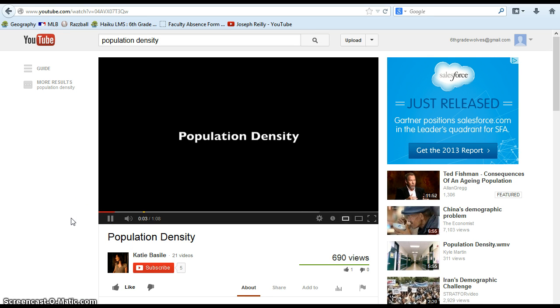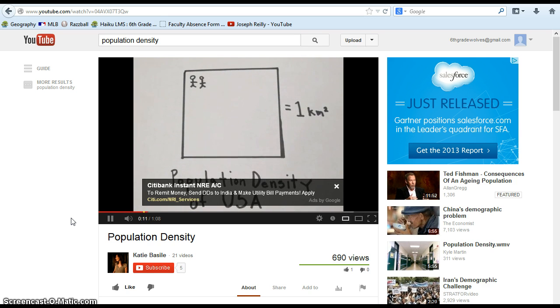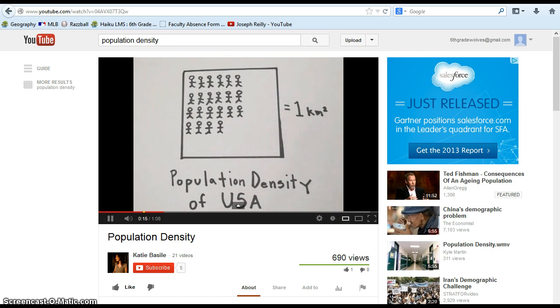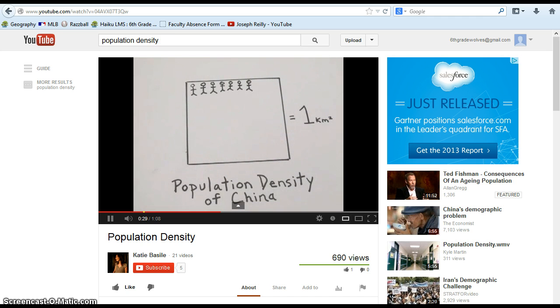This might give you another picture of what population density looks like. This is the United States, and 1 kilometer means almost 1 mile. Okay, and those are all the people in the U.S. per kilometer. 31 people per kilometer versus China. The same amount of space, but let's see how many more people are in that space.